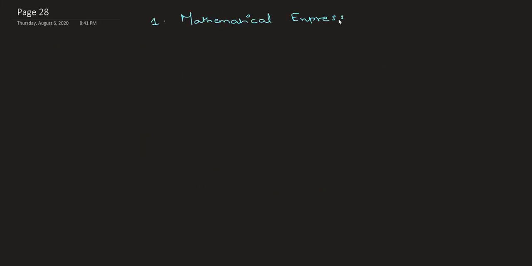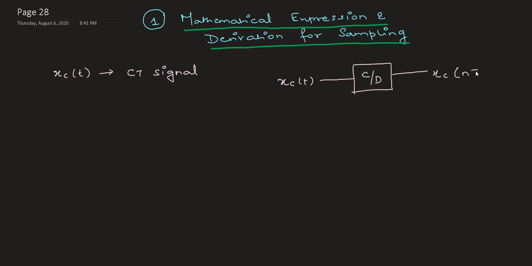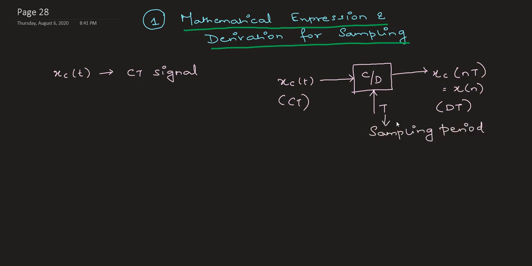So for the mathematical derivation for sampling, we need to know what sampling is, which is explained in detail in lecture 2. So those who have not watched lecture 2 can go back and see and come back to understand this mathematical proof. So I'm going to start by writing the block diagram for sampling, which looks something like this. You have a continuous time signal, you have a continuous to discrete converter which is fed with a sampling period T, and that gives you xc of nT, or the discrete time signal x of n.